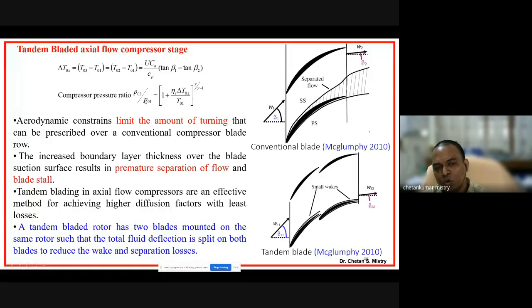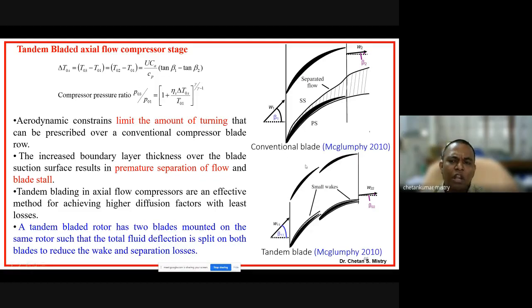So here, as I was saying, in order to increase your pressure ratio, you need to increase your temperature ratio, and that temperature ratio is related to your delta beta. Delta beta is nothing but the turning of this plate. Now suppose I have a higher delta beta; as I was saying, there are more chances for my flow to get separated. And if it gets separated, that reduces my operating range, and your whole compressor stage will go into stall or surge.